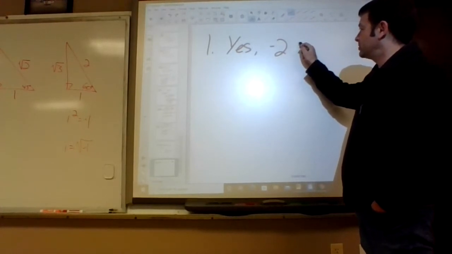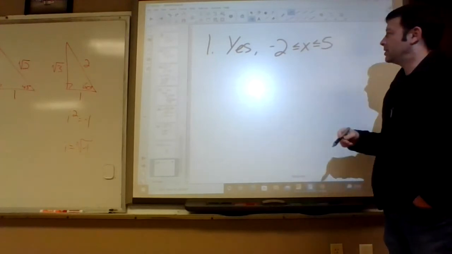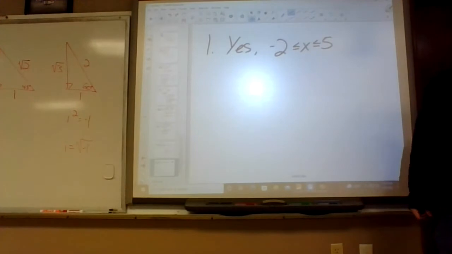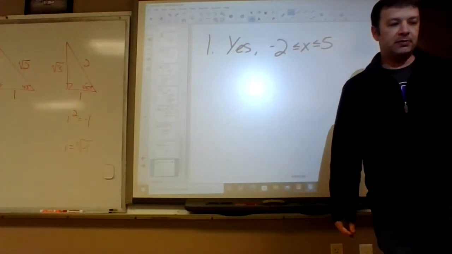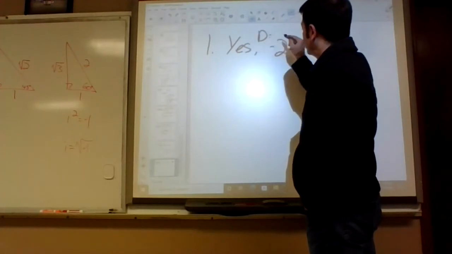So how do we show that? Greater than or equal to -2, and less than or equal to 5, because -2 and 5 are included. That's the domain. I probably should have put D equals that stuff.